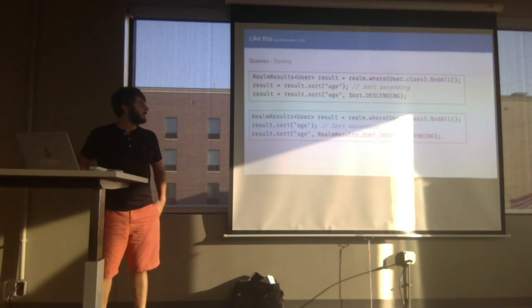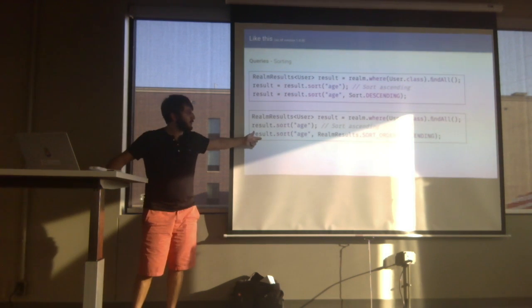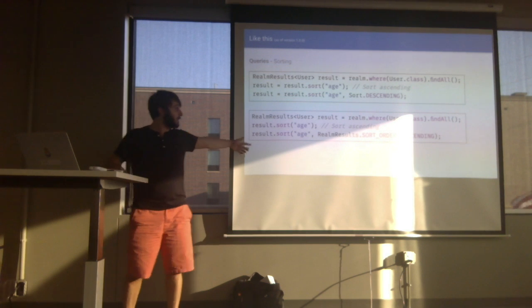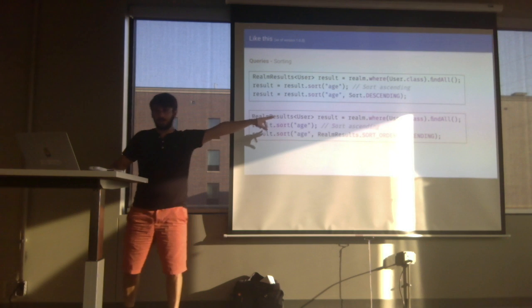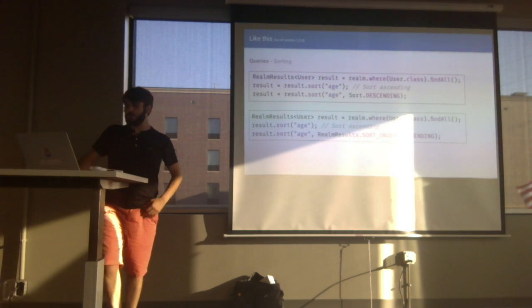Sorting. This is the old way of sorting. I think it was before 0.86. We used to have Realm results. They made a change and they created the sort enum here. That was a breaking change at this time.